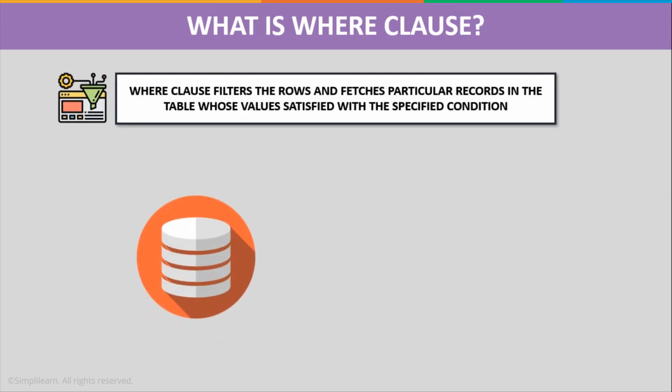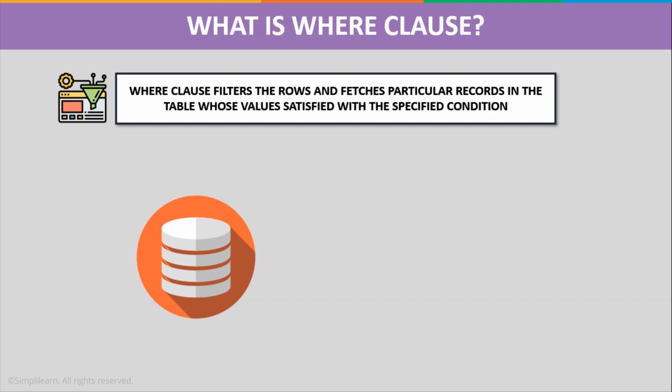Firstly, we'll discuss what is the WHERE clause. The SQL WHERE clause is used to specify a condition while fetching the data from more than one table or by joining multiple tables. If the given condition is satisfied, then only it returns a specific value from the table. We can use the WHERE clause to filter the records and fetch only the necessary records from our database.